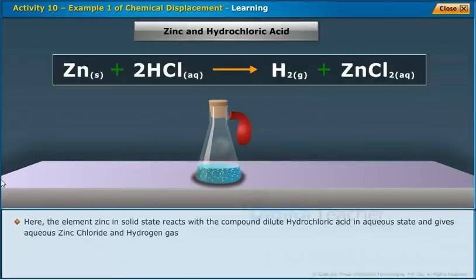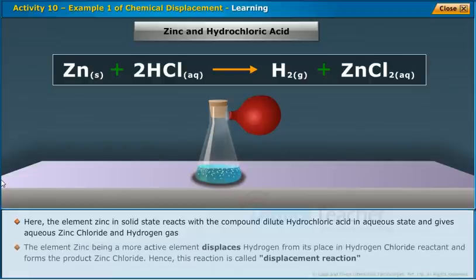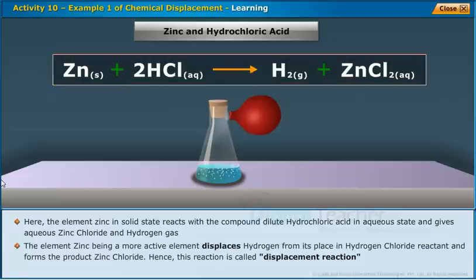Here the element zinc in solid state reacts with the compound dilute hydrochloric acid in aqueous state and gives aqueous zinc chloride and hydrogen gas. The element zinc, being a more active element, displaces hydrogen from its place in hydrogen chloride reactant and forms the product zinc chloride. Hence this reaction is called displacement reaction.